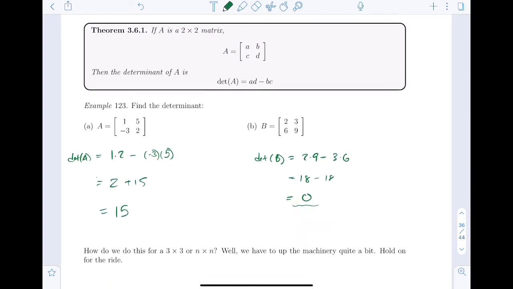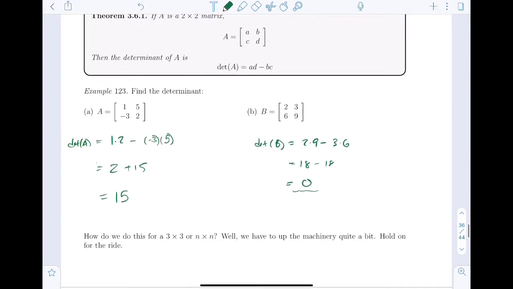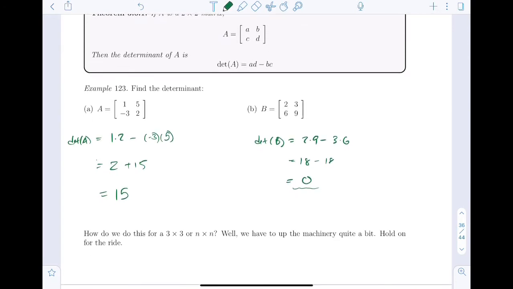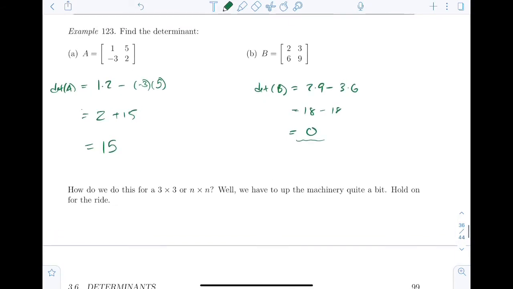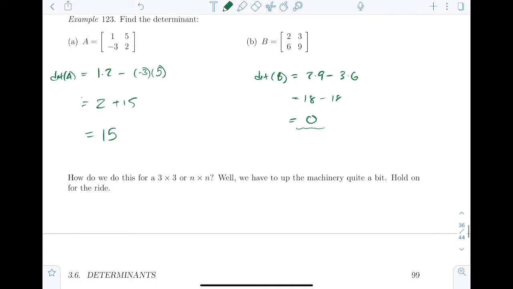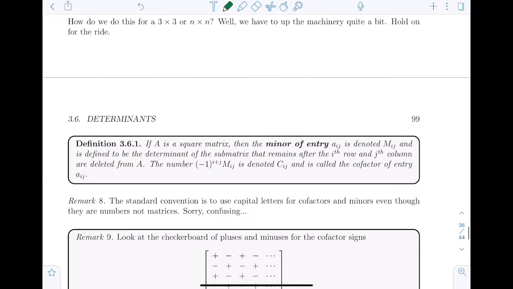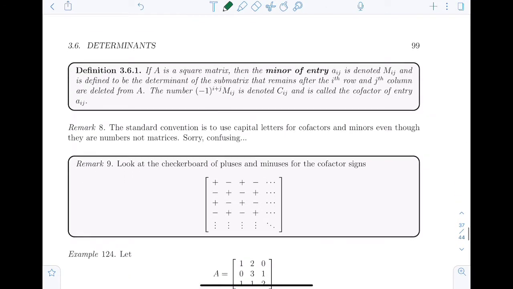Now that's the 2 by 2 case. They're very straightforward. How do we do this for bigger matrices? Well, we actually have to do quite a lot. This is one of those things where the sort of way to build it up is significantly more complicated than you feel like it needs to be.